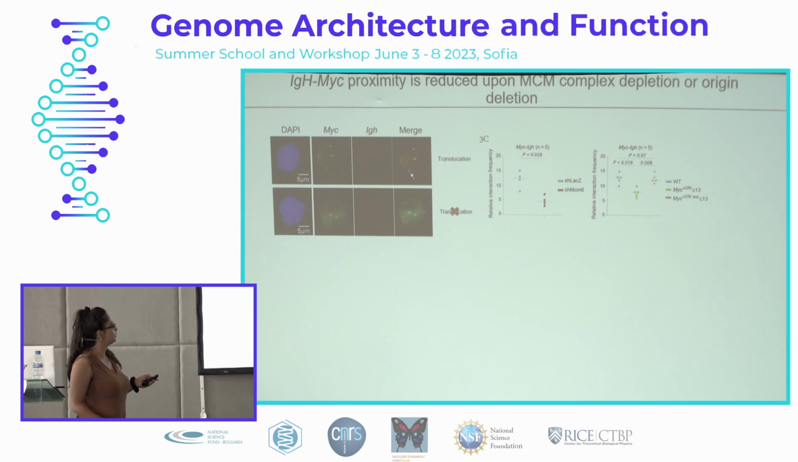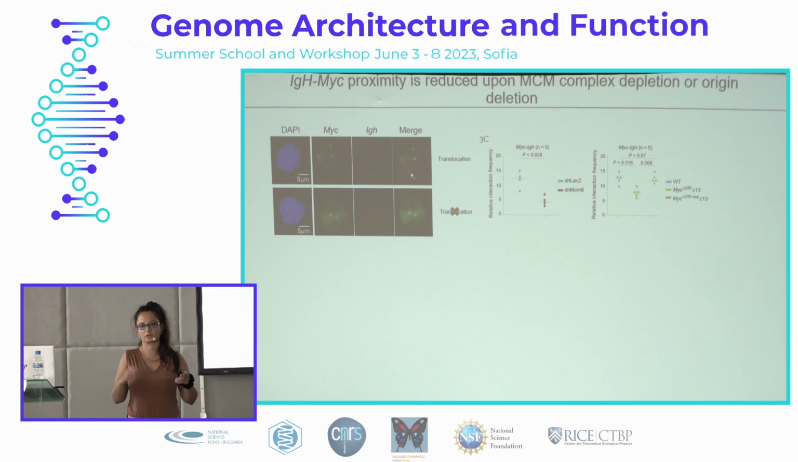And what we saw is that upon MCM depletion, so when we reduce the origin activity, we have a decrease of the contacts between MYC and IGH. And this is also true when we delete the origin of replication, a decrease of contact frequency. And when we reintroduce the origin of replication, we restore the MYC and IGH contact frequency to a wild type level.